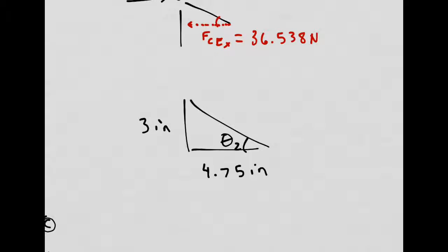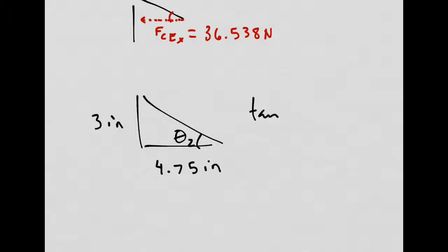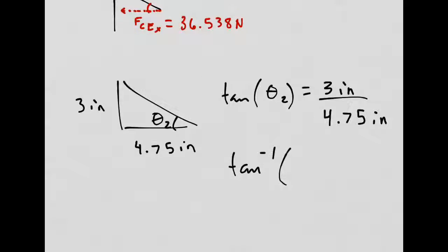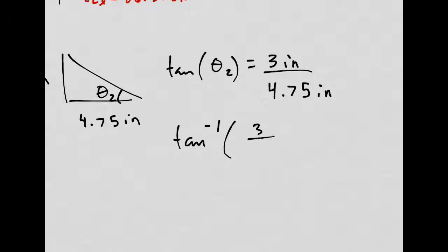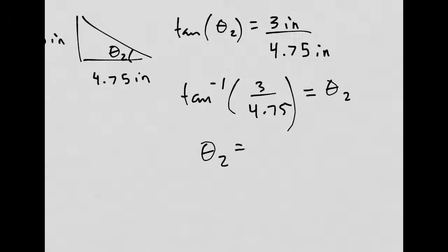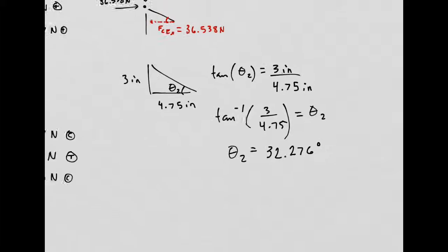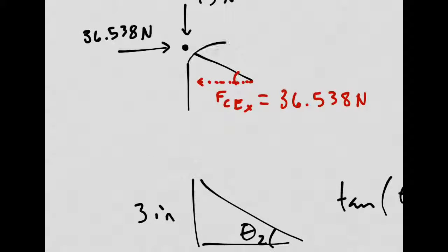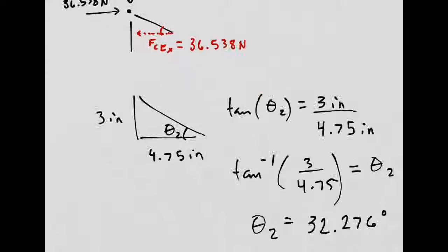And then that would be tangent, right? Tangent of theta 2 equals opposite over adjacent, 3 over 4.75. That means I can use inverse tangent of 3 over 4.75, and that gives me theta 2. So theta 2 equals 32.276 degrees. Now I'm going to use that with this triangle to figure out FCE.